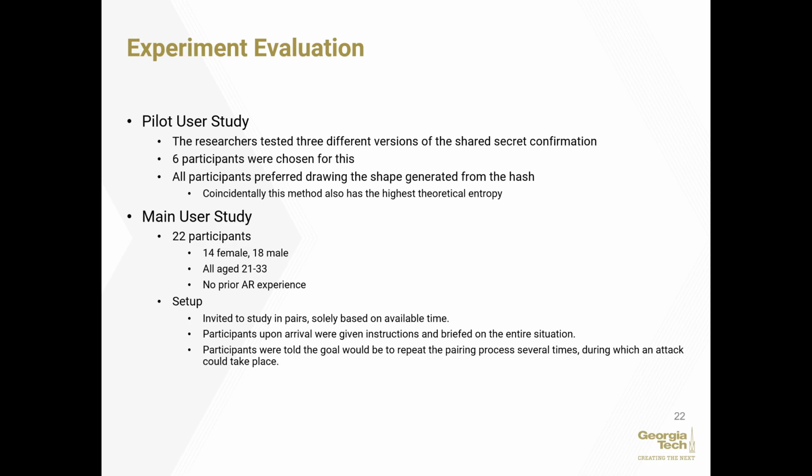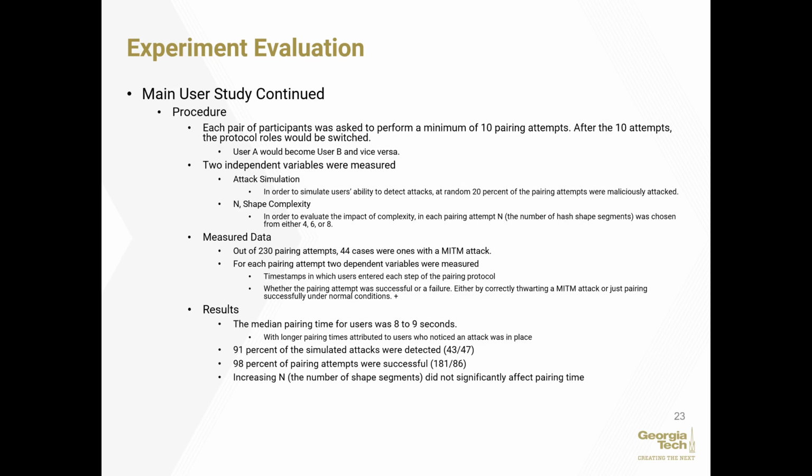Participants, upon arrival, were given the instructions and briefed on the entire situation. Participants were then told the goal would be to repeat the pairing process several times, during which an attack could take place. For the procedure of the main user study, each pair of participants was asked to perform a minimum of 10 pairing attempts. After the 10 attempts, the protocol roles would be switched, so user A would become user B and vice versa. During the procedure, 2 independent variables were measured.